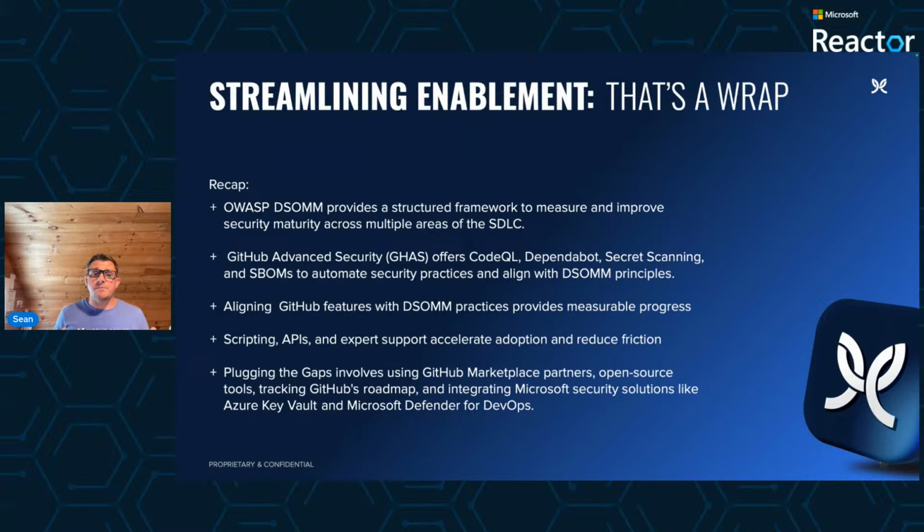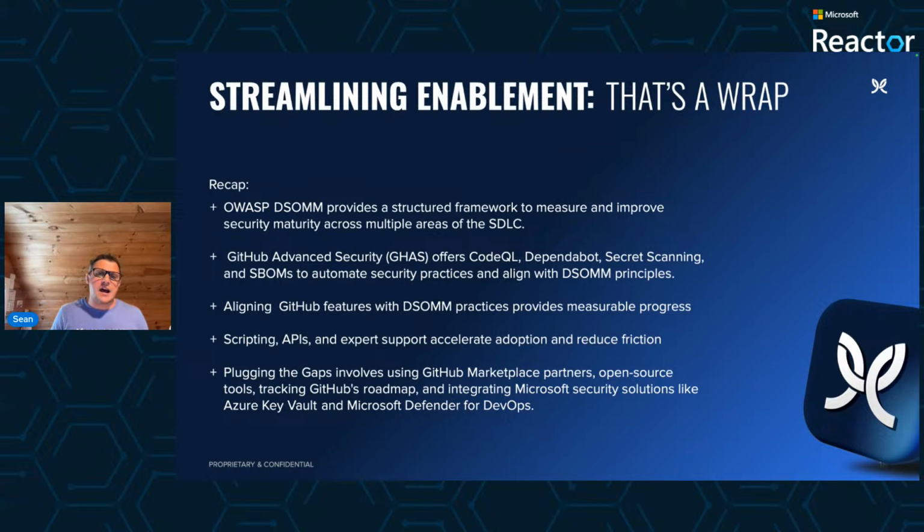So just summing up, today we explored how the OWASP DSOM provides a practical roadmap for improving security maturity, breaking practices into clear levels that can be measured and tracked. We then looked at how GitHub Advanced Security brings core capabilities directly into GitHub, like CodeQL for static analysis, Dependabot for dependency management, secret scanning, and SBOM generation. By mapping those GHAS features to the DSOM framework, organizations can identify where they're already strong and where more maturity is needed, turning security planning from guesswork into strategy.